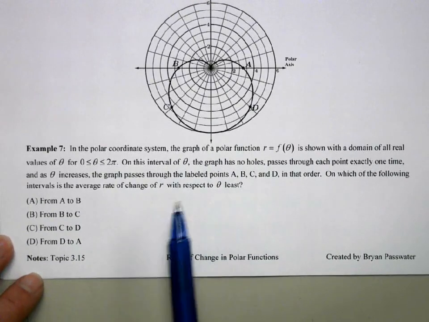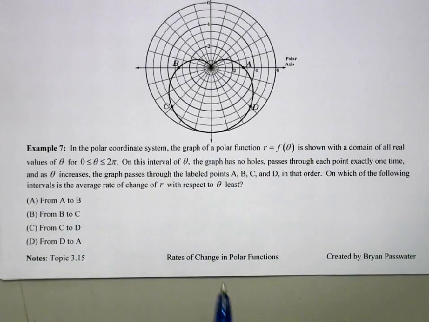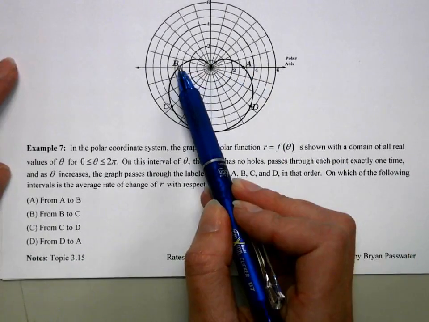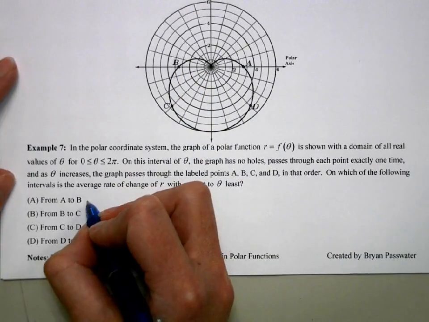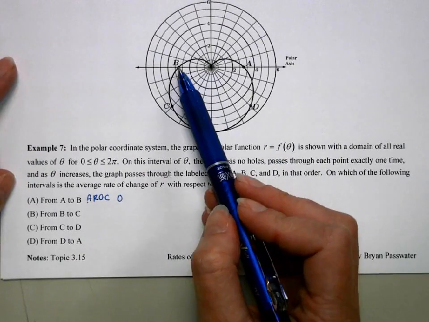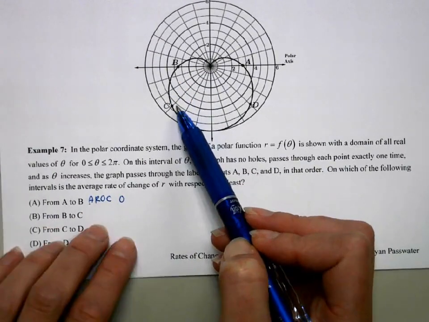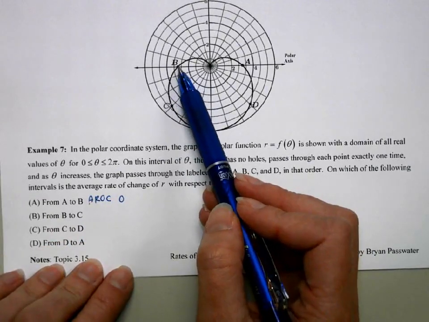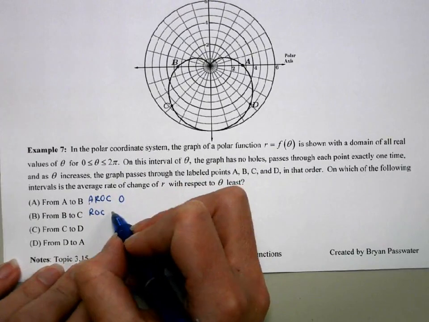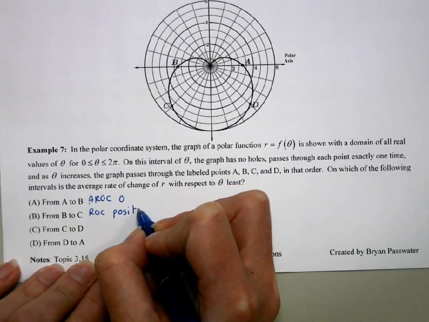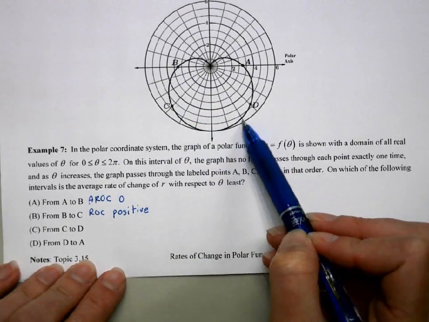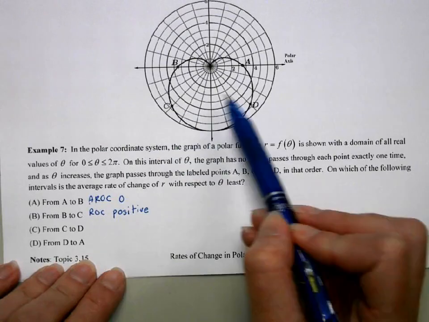Okay, well, if I look from A to B, my R values are going to be the same. So just like the previous problem, my rate of change is going to be 0 here. From B to C, my R went from a smaller value to a big value. So my rate of change is going to be positive, okay, because the R values are increasing. From C to D, the R value is the same. So this is another 0 rate of change.